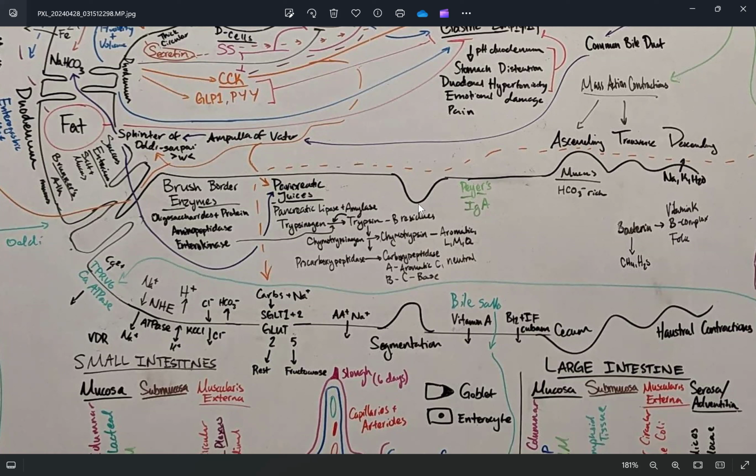Procarboxypeptidase, active form is carboxypeptidase. You have two isoforms of that, A and B. A is for your aromatic C-terminus residues and also your neutral residues. And then B is for your basic C-terminus residues.